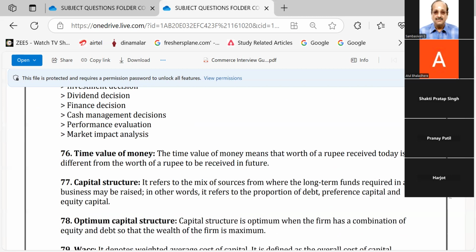The time value of money means the worth of a rupee received today is different from the worth of a rupee to be received in the future. In one or two interviews a year or two back, interviewers were giving a lot of confusion over this. See, what is the value of 100 rupees after 5 years? Something like that they were asking. And it is also true, money's value is not the same.